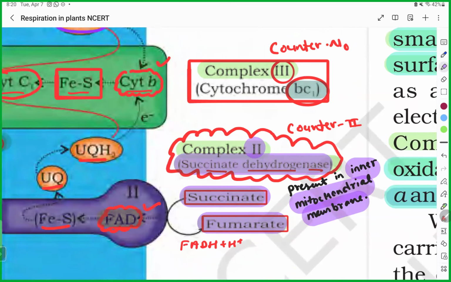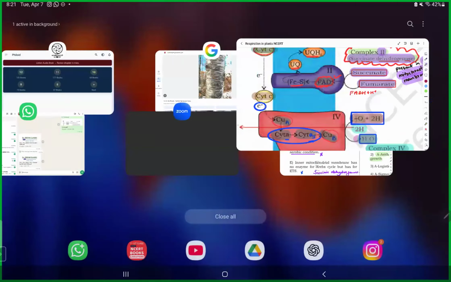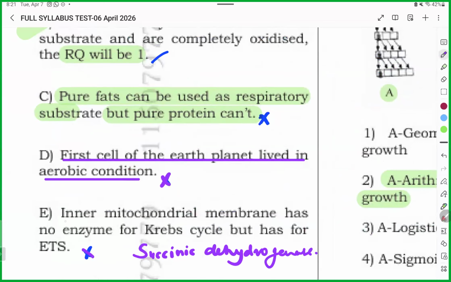Succinate dehydrogenase is the enzyme of which cycle? Krebs cycle, but where is it present? Inner mitochondrial membrane. Can we say this statement is wrong? Inner mitochondrial membrane has no enzyme for Krebs cycle. Wrong. Succinate dehydrogenase is the enzyme of Krebs cycle, but present in inner mitochondrial membrane. But definitely, inner mitochondrial membrane has all the enzymes for electron transport system. Complex 1, complex 3, 4, 5, everything is present in the electron transport system in the membrane.